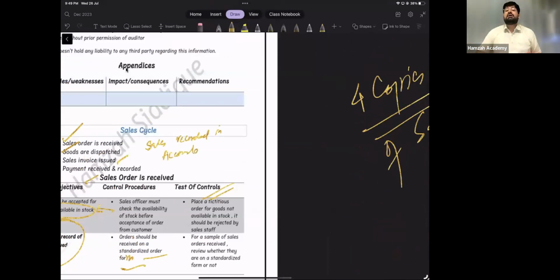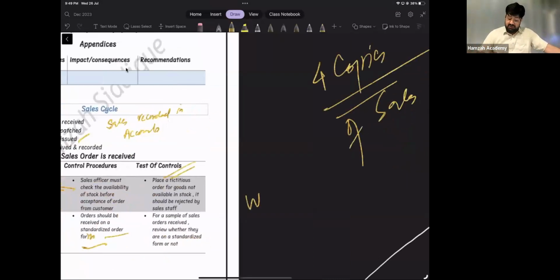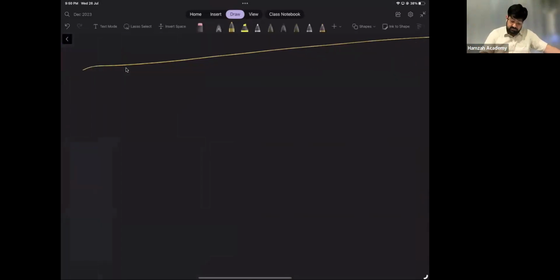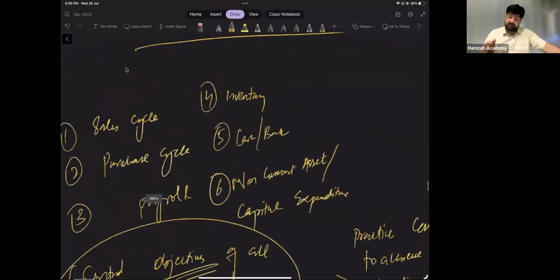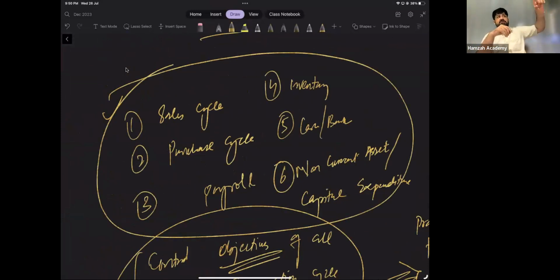Test of controls. Please prepare it well at home, and then we will meet in the next class next Wednesday. On Wednesday, we have to cover all 6 topics which I have listed down. I will complete these 6 in the next class. I'm telling you: controls, objective, and control procedure. What is the link? How is the control achieving the objective? If a control is not achieving the objective, it means the control is of no use. This is the linkage we need to understand, and you have to understand.